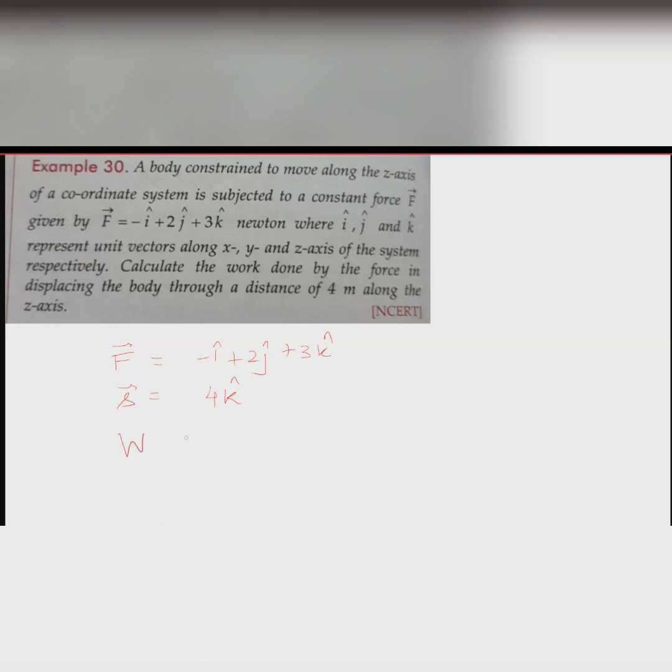Okay, now we already know work done is F dot S. So we take the dot product of these two. So minus i hat plus 2j hat plus 3k hat dot 4k hat. So only these two survive. So we get 12 joule or 12 units as the work done. So for this, you need to know the formula for work done: work done is the dot product of force and displacement, F dot S.